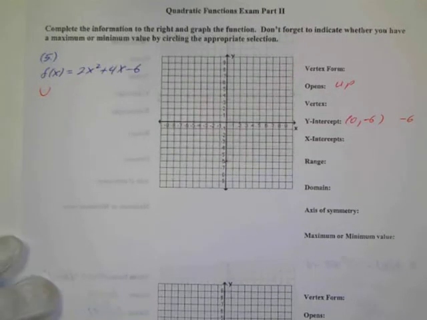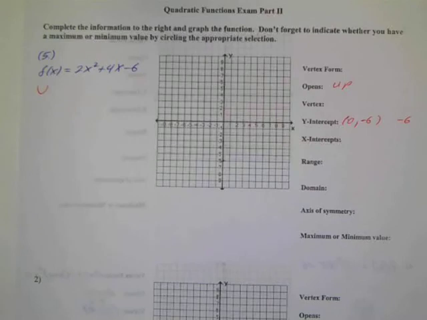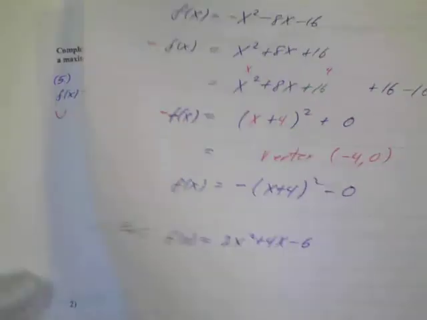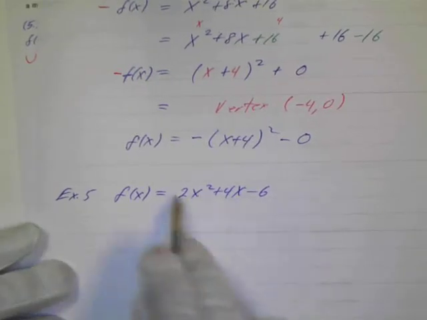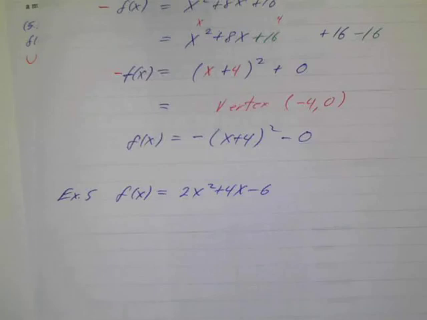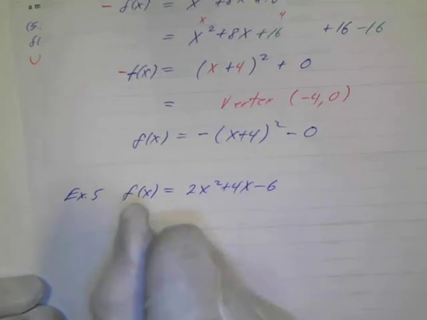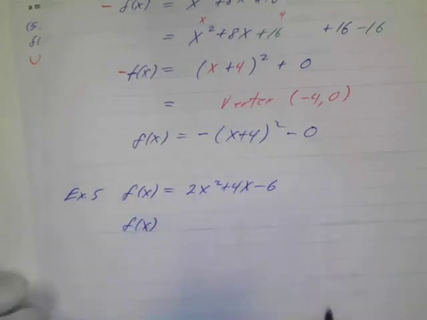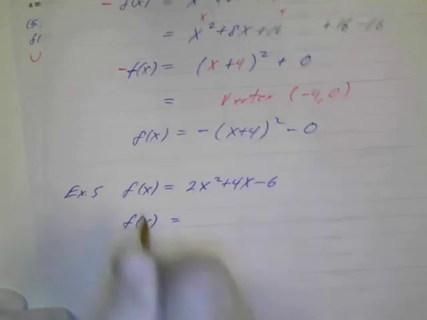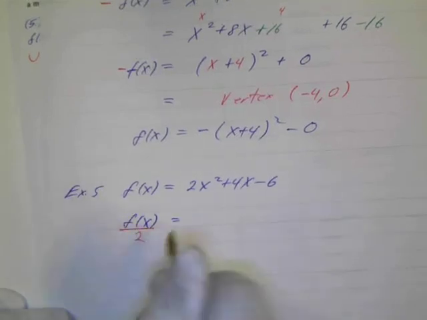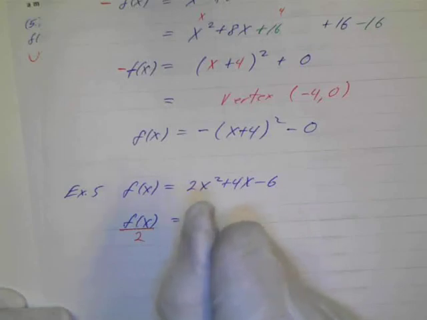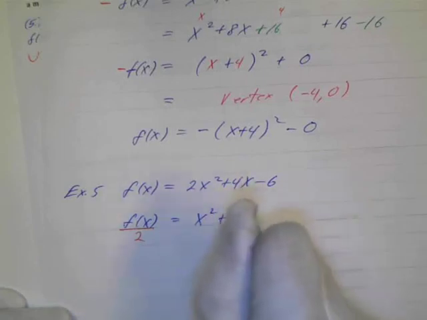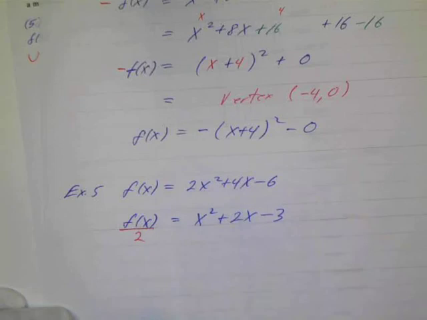Okay, so let's deal with this. So I'll do it over here. 2x squared plus 4x minus 6. So first of all, we want to get rid of this 2 because we don't want anything in front of this, so we'll divide everything. So we'll write f of x divided by 2. So we divide everything by 2, f of x divided by 2, so I'm going to have the 2 in the bottom. And that's just going to give me x squared, since 2x squared divided by 2 is just x squared. 4 divided by 2 is 2x, minus 3.